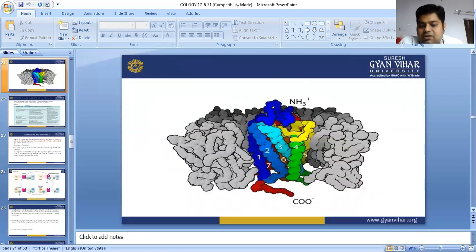Now we can see the structure of GPCR, the seven membrane coiled structure. Numbering is available here, 1, 2, 3, 4 up to 7, and at the upper portion the NH2 amino group is available, and at the bottom part the COOH group is available.